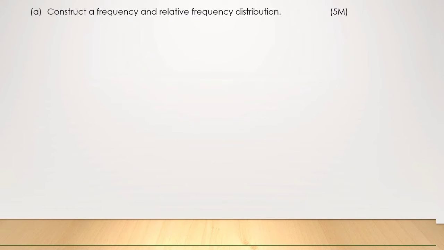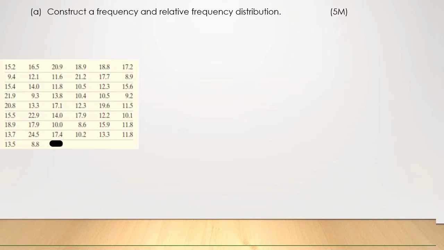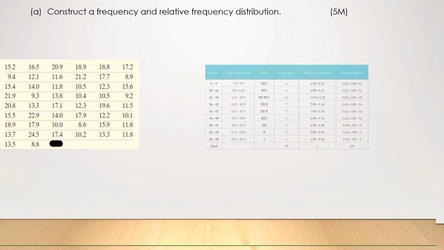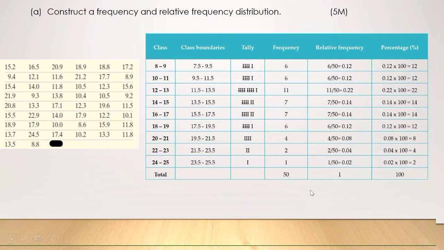Construct a frequency and relative frequency distribution. Based on these data, this is our frequency and relative frequency distribution. As they mentioned, the starting point of the class is 8 with a class width of 2. To find the class width, upper boundary minus lower boundary. So this is our correct class: 8 to 9, 10 to 11. So these are our classes.